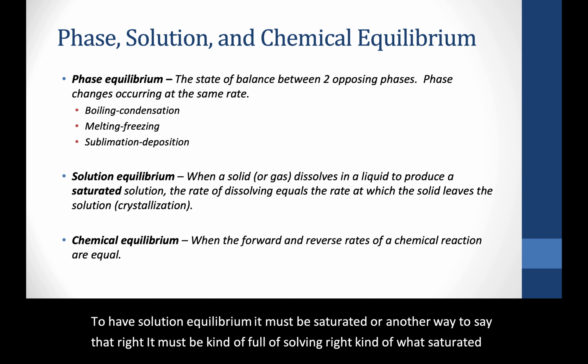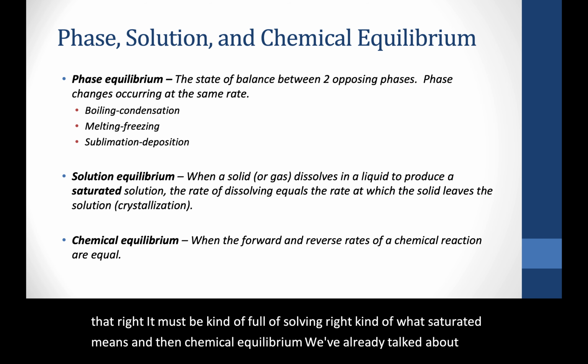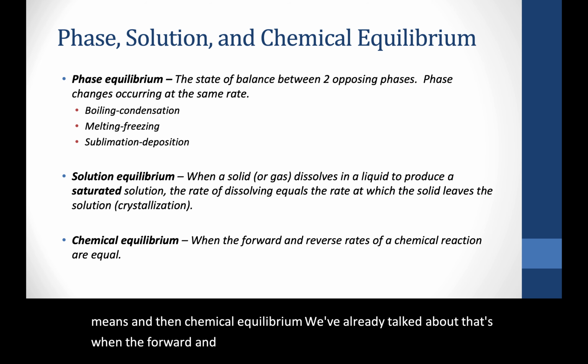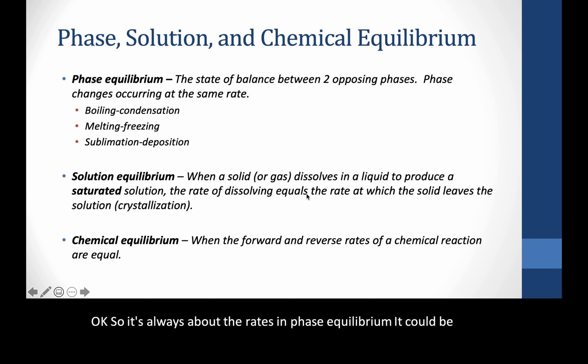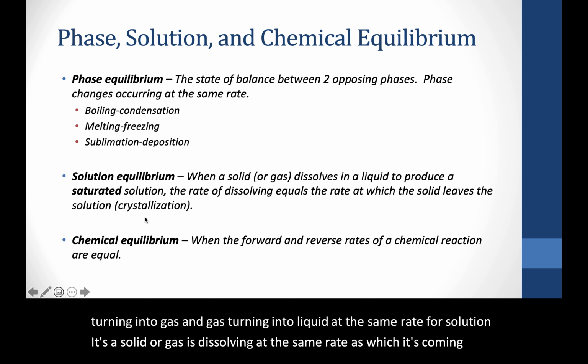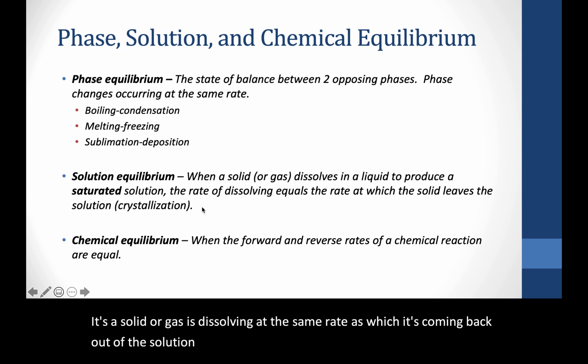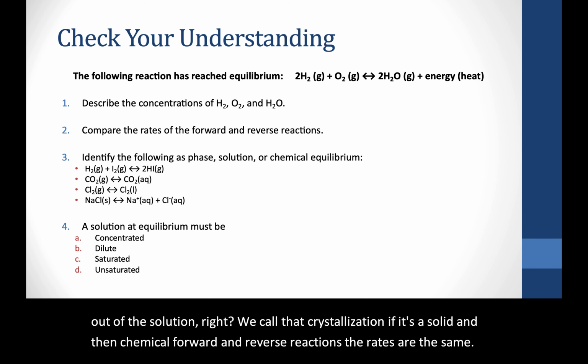And then chemical equilibrium, we've already talked about that. That's when the forward and reverse rates of a chemical reaction are the same or equal. Okay? So it's always about the rates. In phase equilibrium, it could be liquid turning into gas and gas turning into liquid at the same rate. For solution, it's the solid or gas dissolving at the same rate at which it's coming back out of the solution. We call that crystallization if it's a solid. And then chemical, forward and reverse reactions, the rates are the same. Okay? All right.